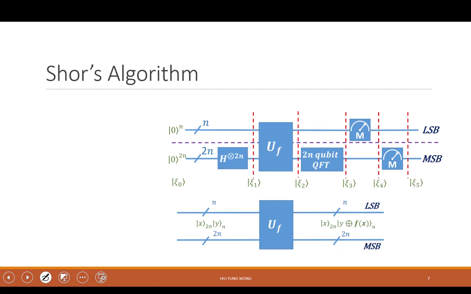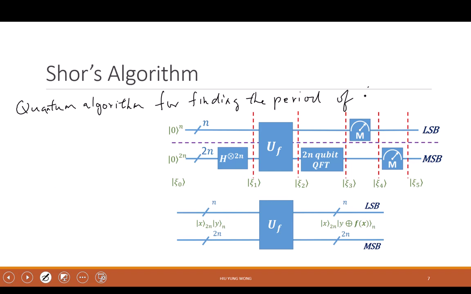Shor's algorithm is a quantum algorithm for finding the period of f of x, which is f of x plus r. Again, this f of x, if I spell it out, is f of x equals a to the power x modulus n. Is that okay? This is the function it is trying to find the period of.